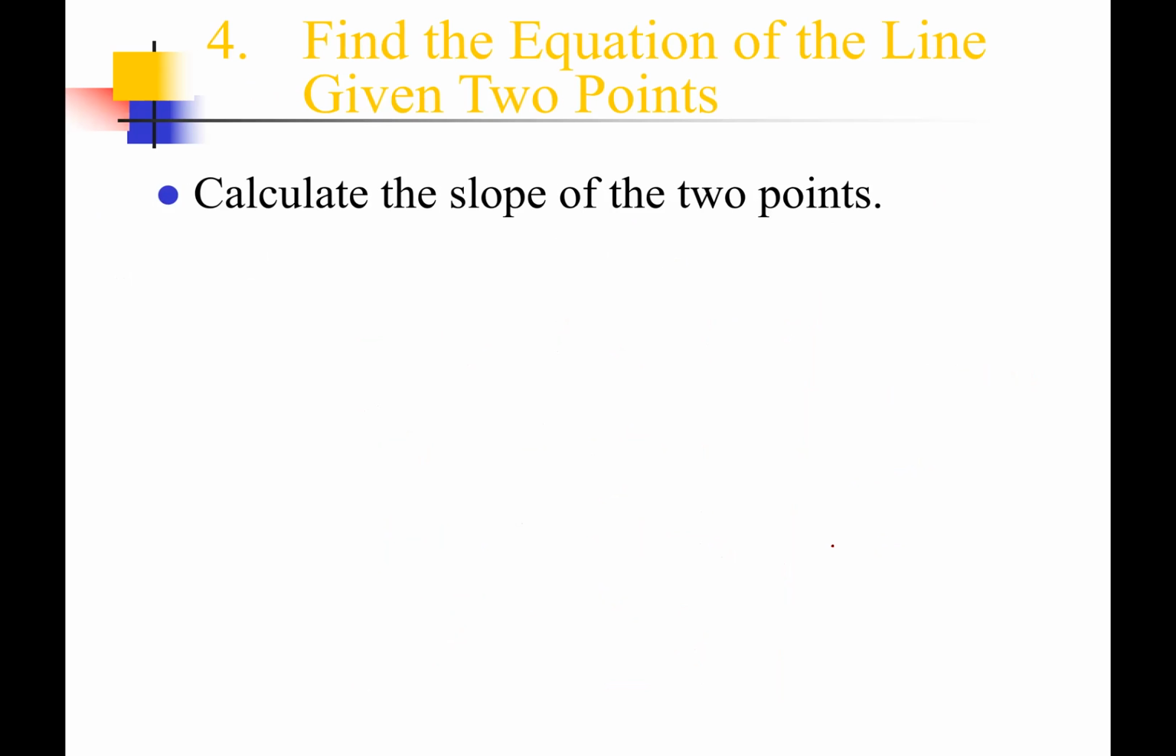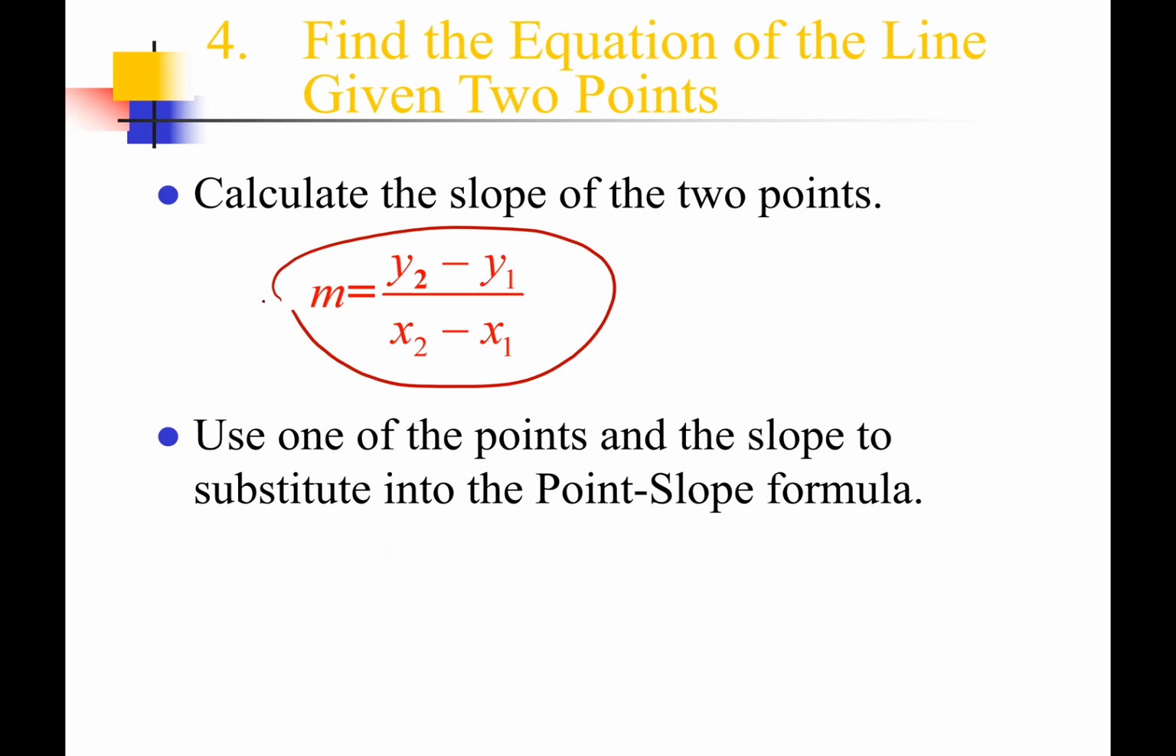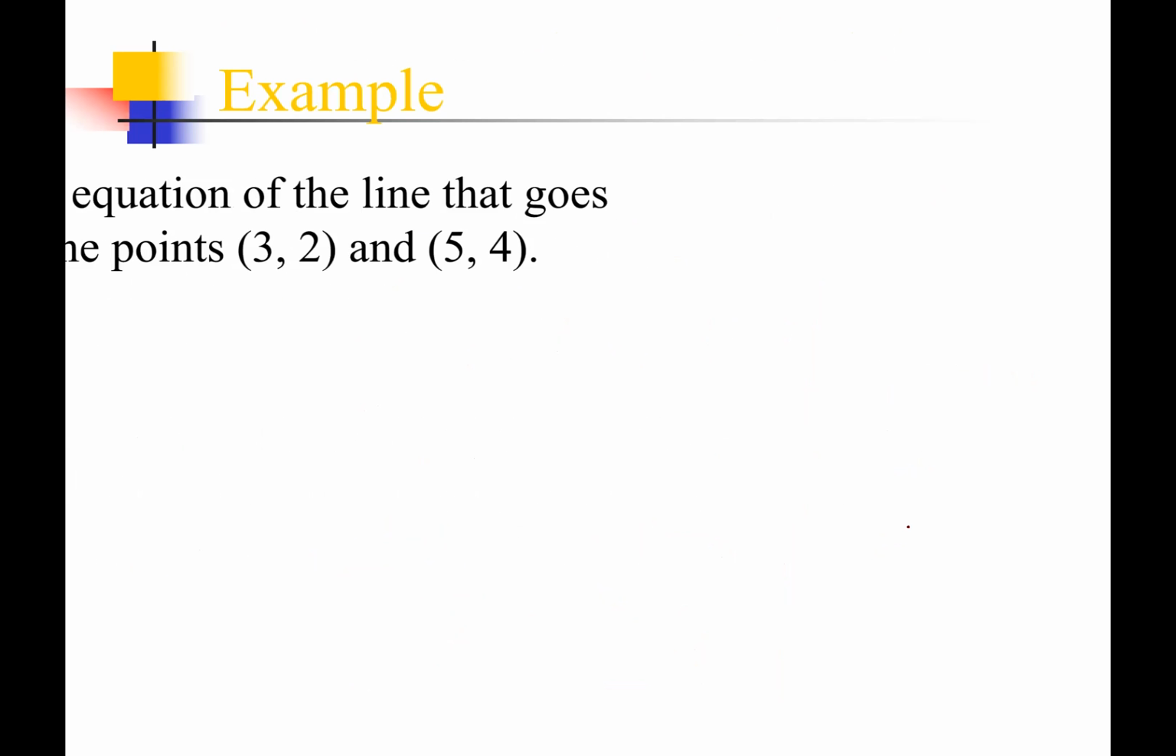Finally, equation of the line given 2 points. Again, we went over a similar example. You need to find the slope really quickly, right? Using y1, x1, y2, x2. So throw your numbers into the formula, get a slope, and use one of the points, typically x1, y1, and use the point-slope formula to get the equation of the line, and we got it.